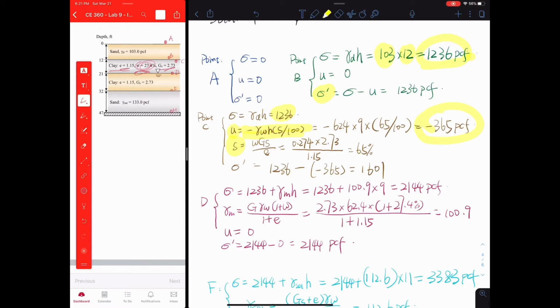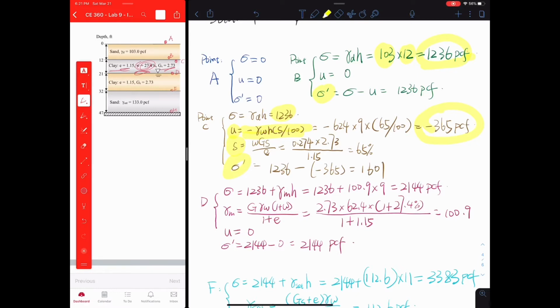Okay, then the effective stress is very easy again. We just use total stress minus the suction. Is that right? Minus the pore water pressure. Okay, then let's move on to point D.